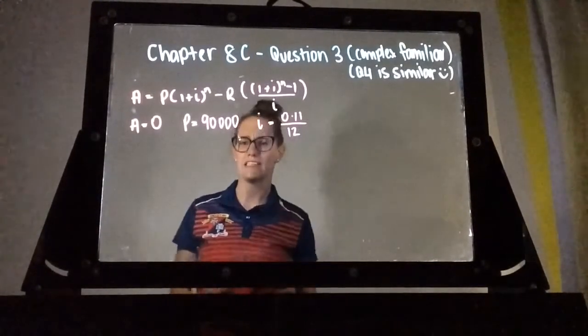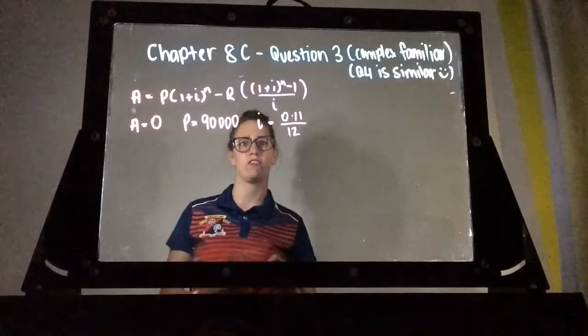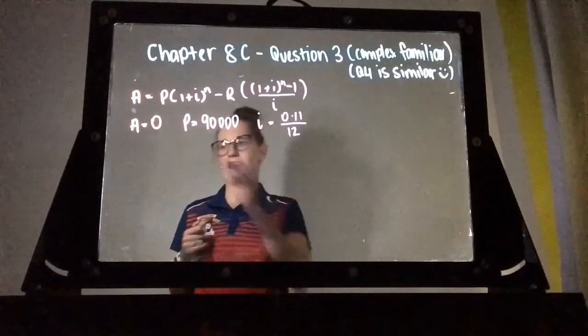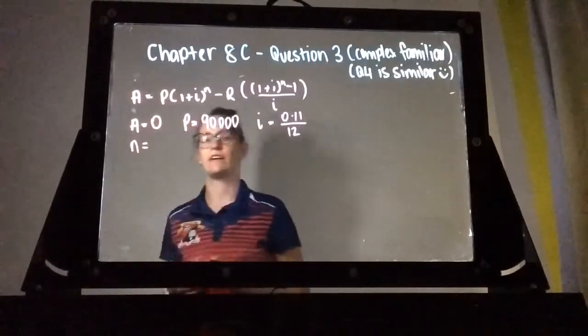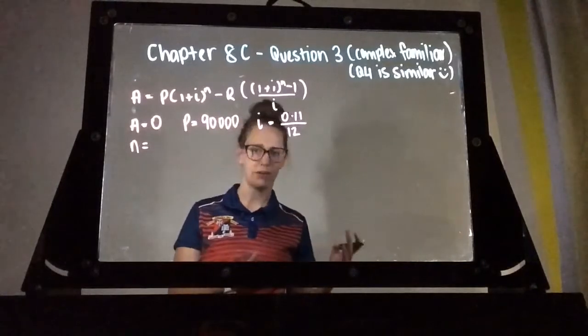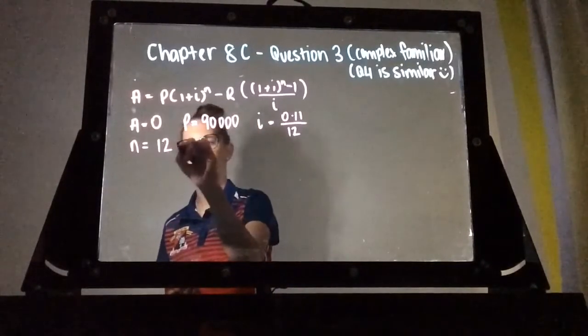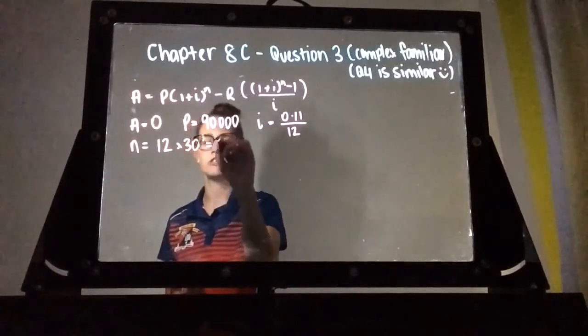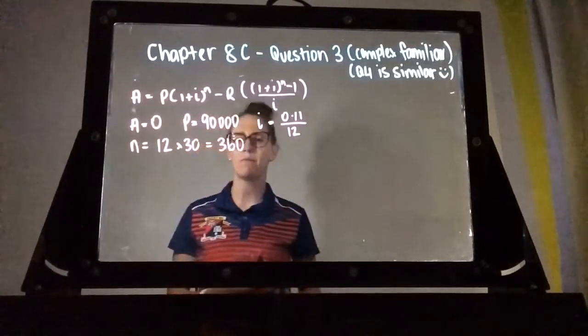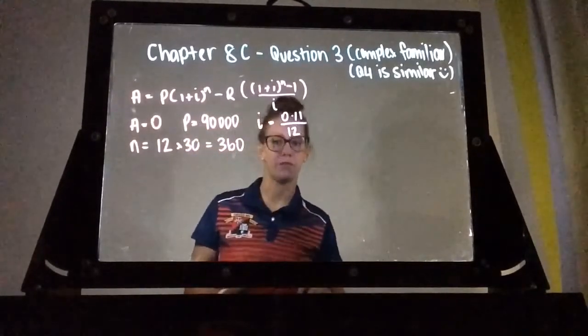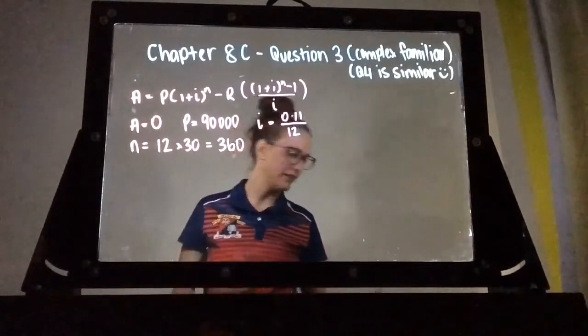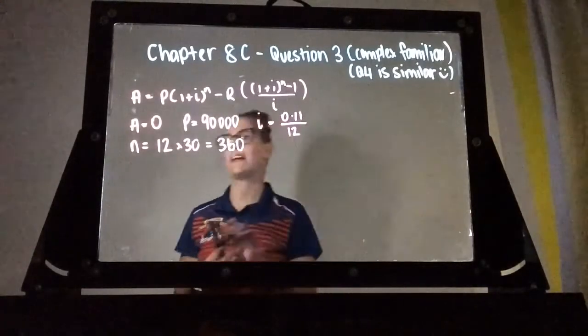Now, that gives me quite a decimal, so I'm just going to leave it in its fractional form. Now, N value would be the amount of compounds times the amount of years, which would be 12 times 30, which gives us 360. But they told us the 360 straight away from the question. So let's have a look. Have we got the information we need?